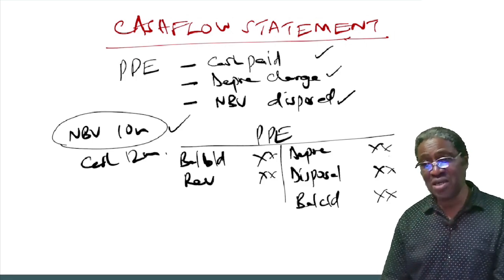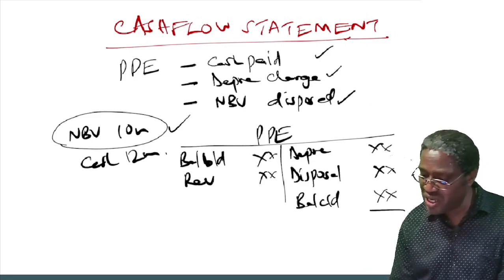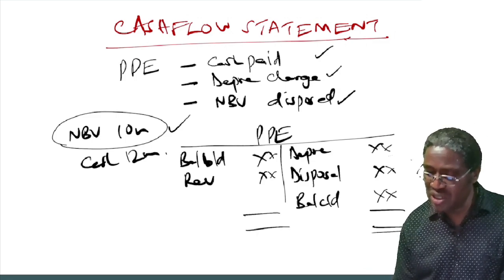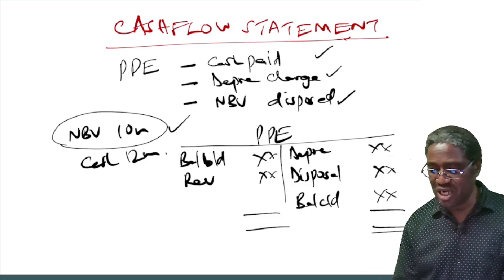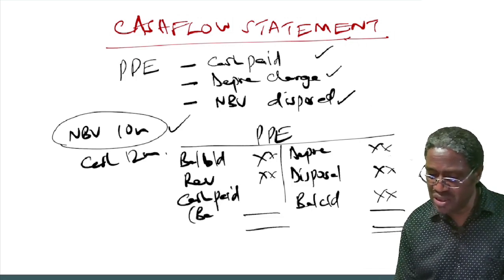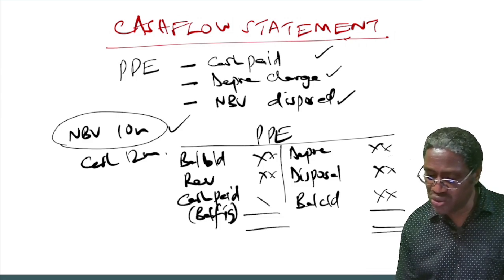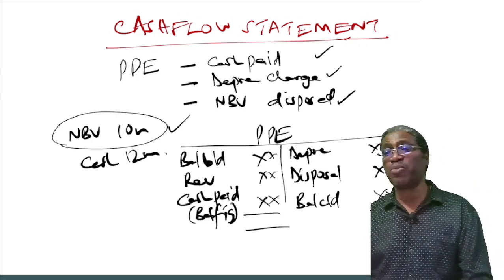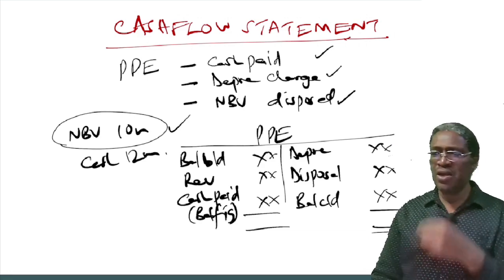And then maybe now the balancing figure is what you are not given. From this, I can see that maybe I'm not given the cash paid to acquire new ones, and I get it as a balancing figure on this side. How much was the cash paid to acquire new property, plant, and equipment?